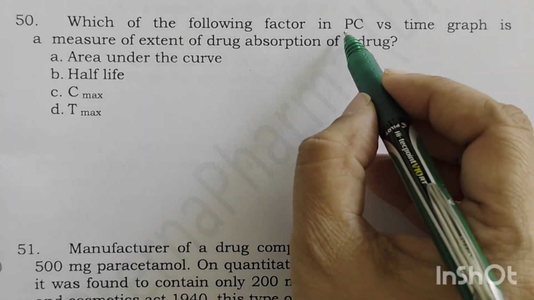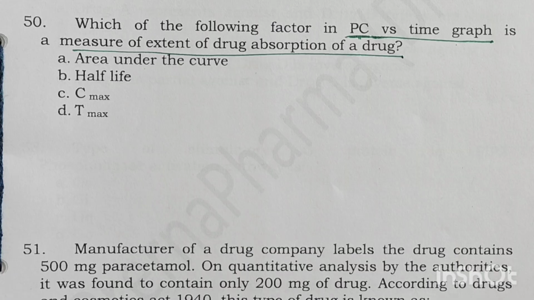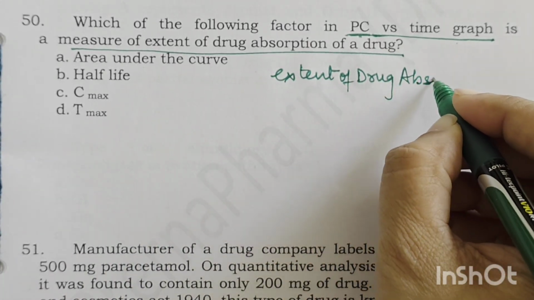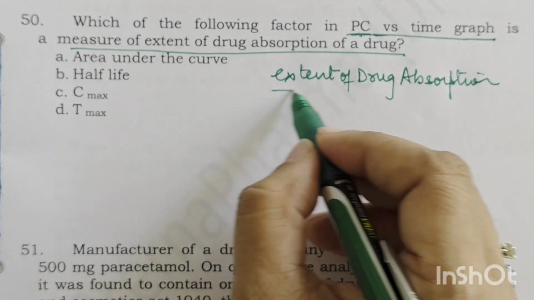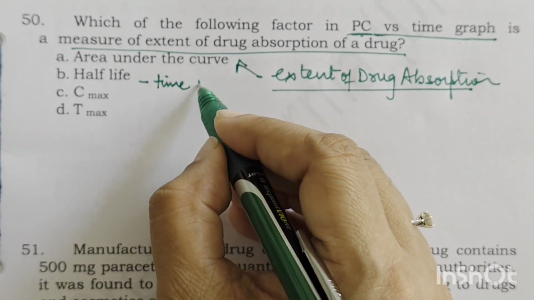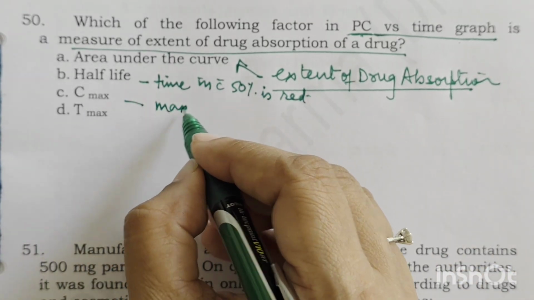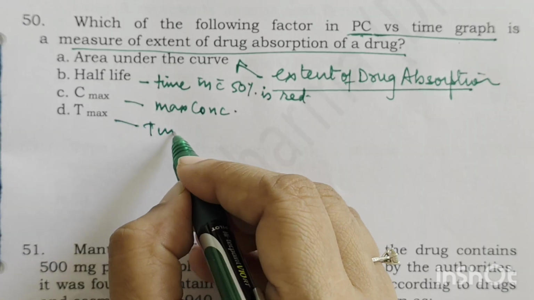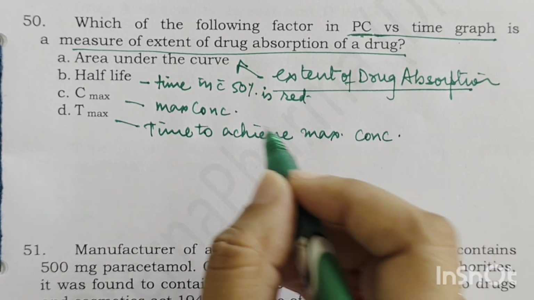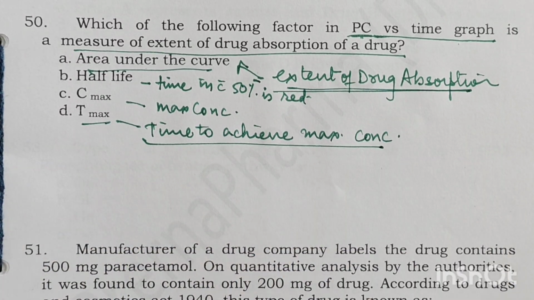Now which of the following factors in PC versus time graph, that is plasma concentration versus time graph, is a measure of extent of drug absorption? Now see, remember, extent of drug absorption, that is the measure of area under the curve. Half-life is the time in which 50% is reduced. Cmax is the maximum concentration and Tmax is the time to achieve maximum concentration. So area under the curve indicates extent of drug absorption. Tmax is actually the rate of drug absorption. Okay.